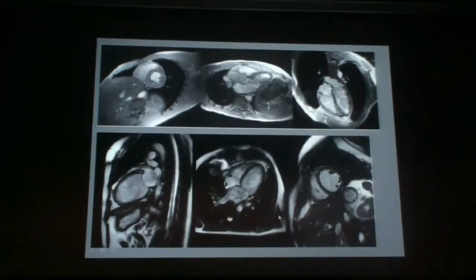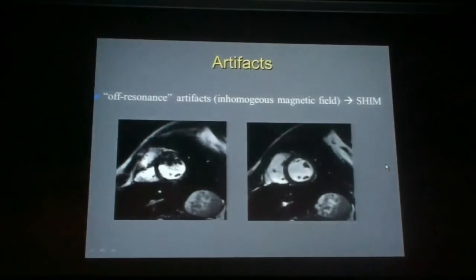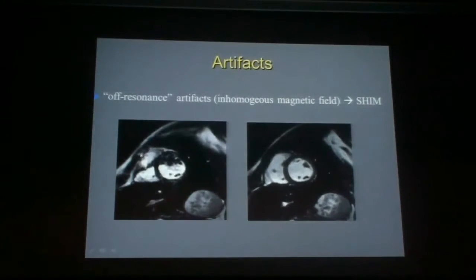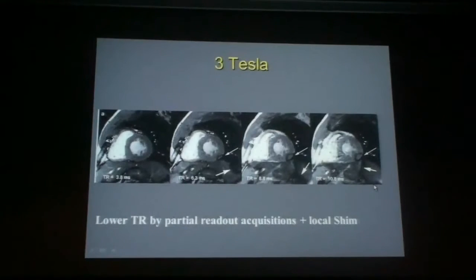So when you use 3 Tesla, you get more artifacts with the Fiesta or SSFP sequence, which sometimes pushes you or obliges you to use these other less contrasty sequences that would be less artifacted and that can be useful in your condition. So typical artifacts are off-resonance artifacts, and these artifacts are due to inhomogeneous magnetic fields, and you should shim as much as you can using these sequences to optimize your images.